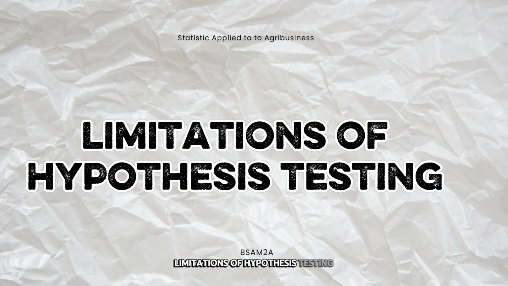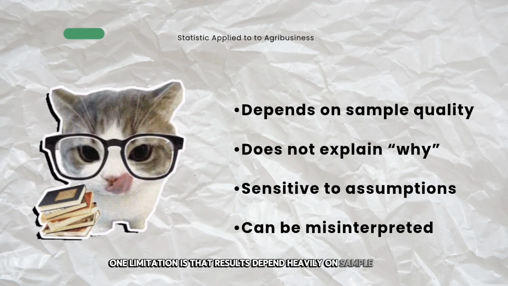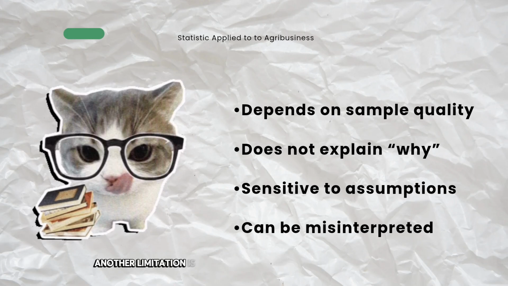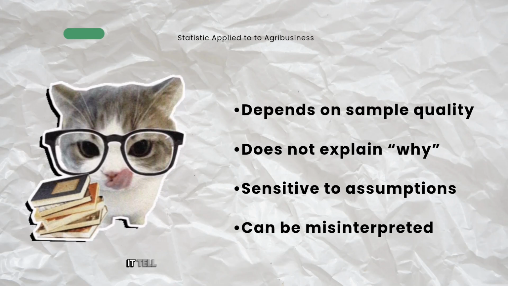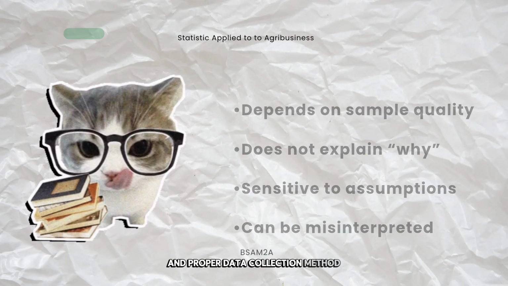Limitations of hypothesis testing. While hypothesis testing is a powerful tool, it is not perfect and has certain limitations. One limitation is that results depend heavily on sample data. If the sample is not representative of the population, the conclusions may be misleading. Another limitation is that hypothesis testing focuses on decisions rather than explanations. It tells us whether an effect exists but not why it exists. Because of these limitations, hypothesis testing should always be used alongside critical thinking and proper data collection methods.